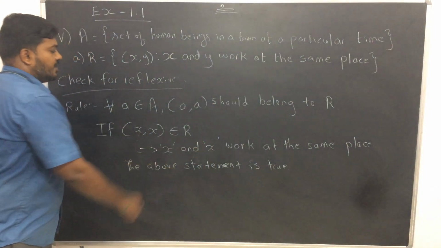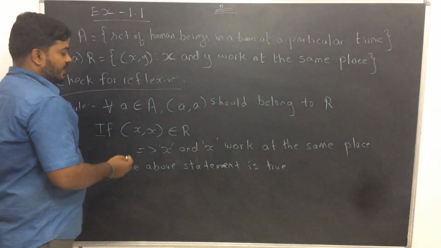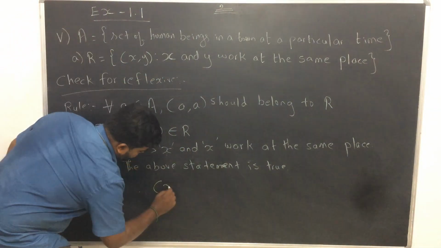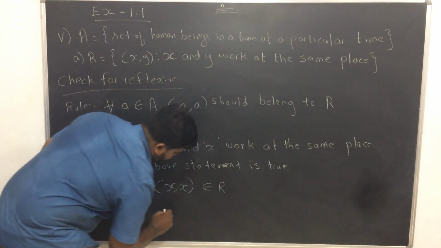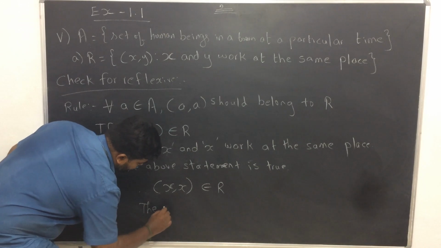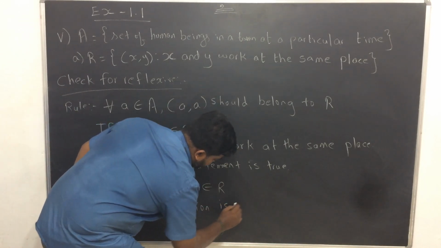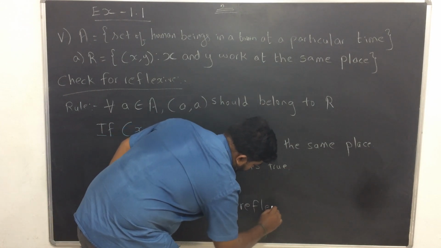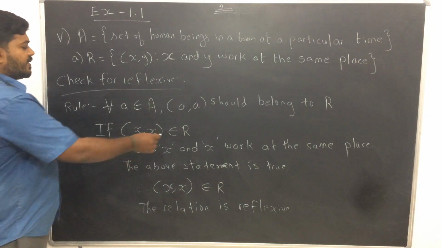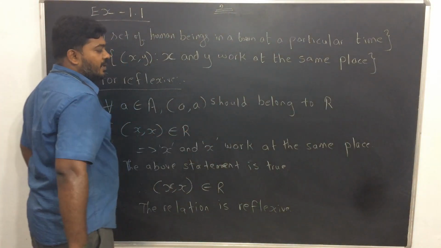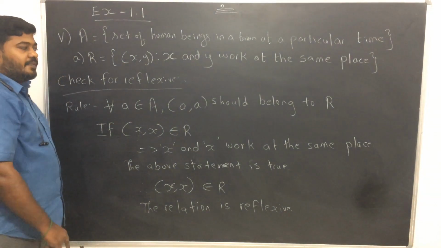Now that X and X work at the same place, now that X and X satisfy this relation, we can say therefore X, X belongs to R. The relation is reflexive. Very simple thinking. X and X are the same person and they will obviously be working at the same place. So this relation is reflexive.